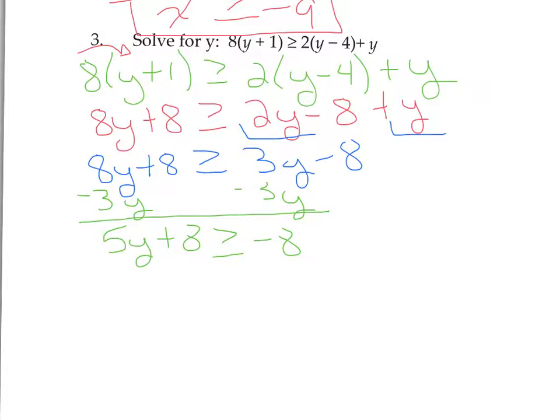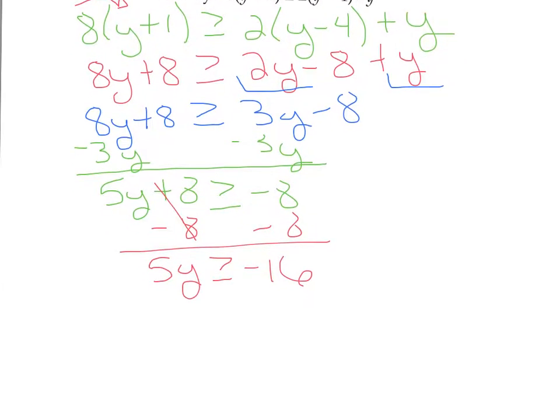All right, trying to isolate this y, subtracting 8. So 5y greater than or equal to negative 16. And the last step, divide by 5. Now this time we didn't divide by a negative, we divided by positive 5, so we don't need to flip the symbol. So we have y greater than or equal to negative 16 over 5.